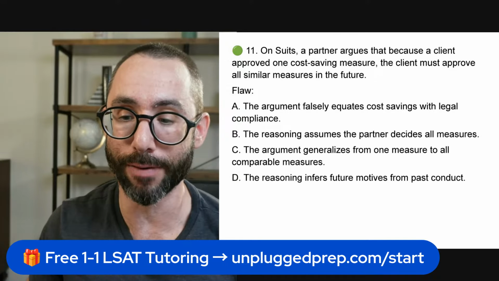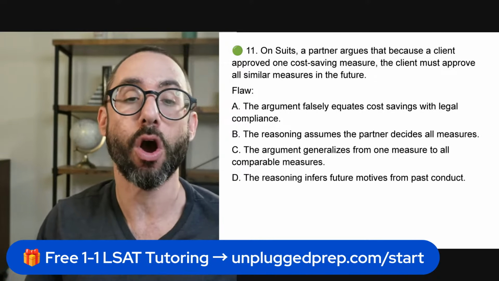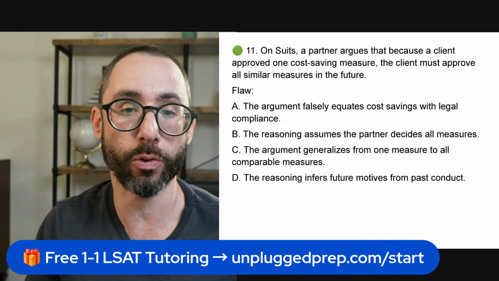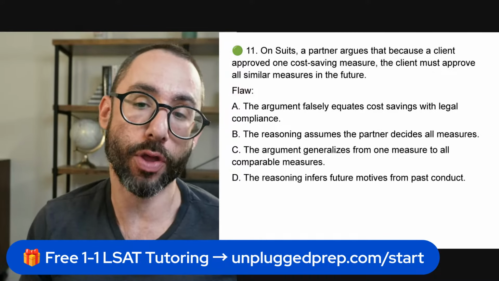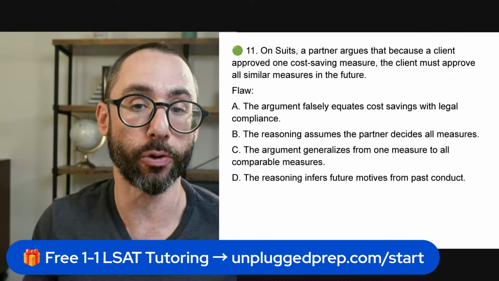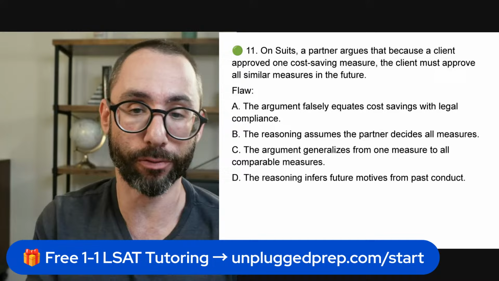So on number 11, we're looking at another Suits example. On Suits, a partner argues that because a client approved one cost-saving measure, the client must approve all similar measures in the future. What is the flaw?